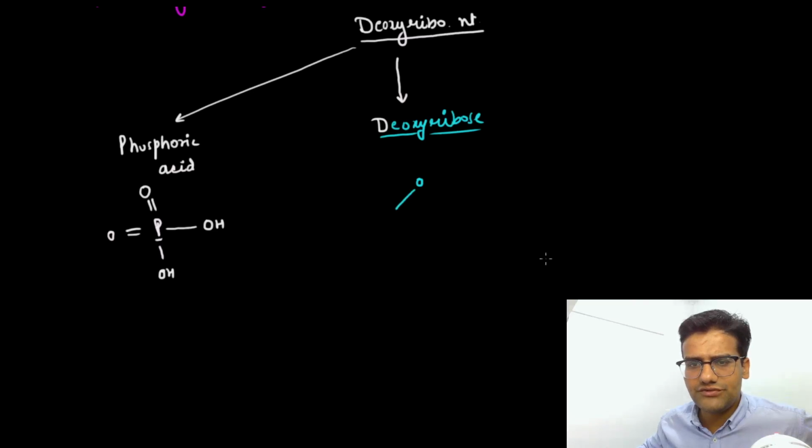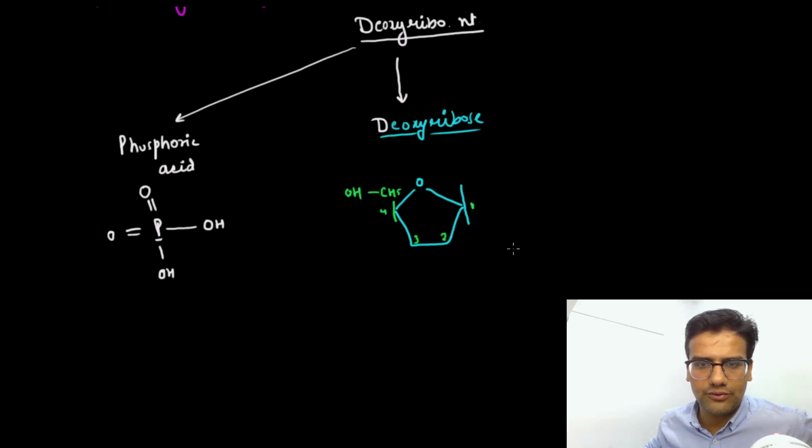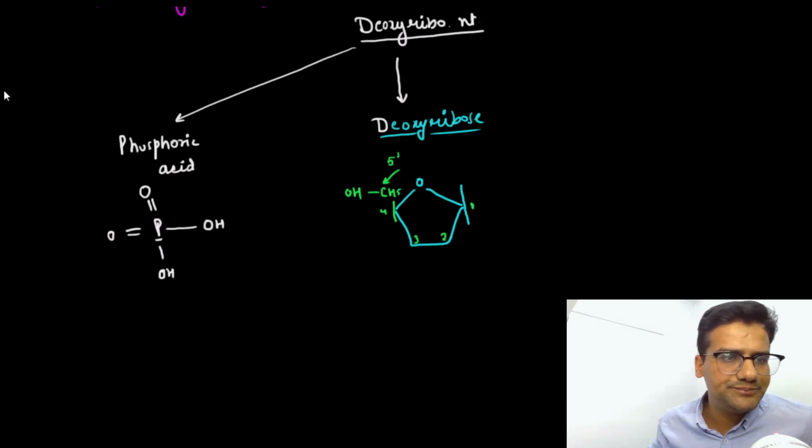If we talk about the structure of ribose sugar, it is a 5 carbon structure and the structure resembles this. This is the first carbon atom, this is the second carbon atom, this is the third carbon atom, this is the fourth carbon atom, and on the fourth carbon atom there is the fifth carbon atom which is attached to a hydroxyl group. So this is basically the fifth carbon atom in the ribose sugar.